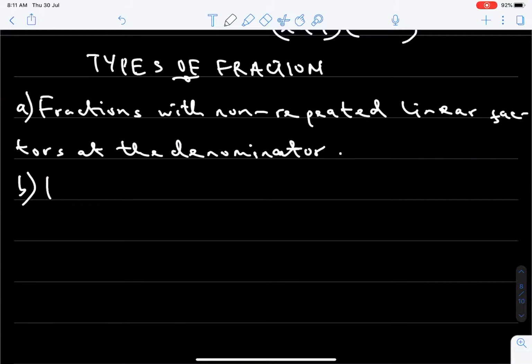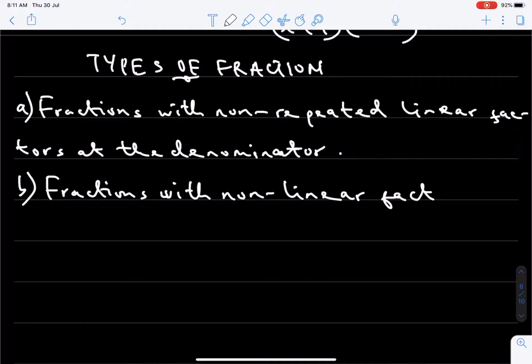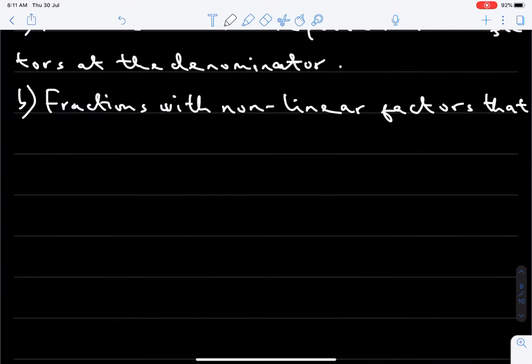The second is fractions with non-linear factors that are not repeated. That means non-linear and also not repeated linear factors.